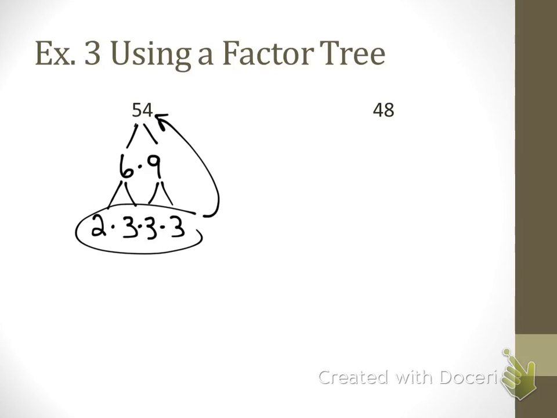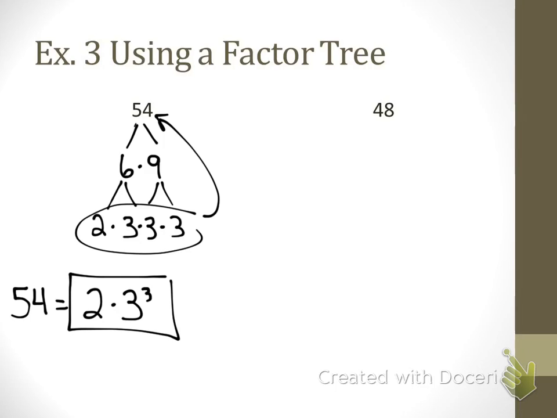But that's not how we write our prime factorization. Do you see any of these numbers that are repeated multiplication? It's the same number repeating? Which number? 3. And how many times is it repeating? 3. So I'm going to write it as a power. The prime factorization of 54 is 2 times 3 to the third power. I write it to the third power because 3 is being repeated 3 times in my prime factorization.